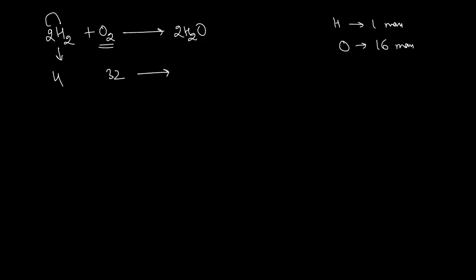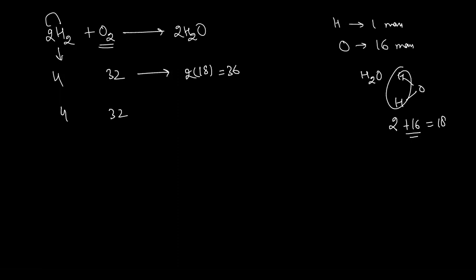And if we have water, H2O, there are 2 hydrogen atoms and 1 oxygen atom. They will have 2 from the hydrogen and 16 from the oxygen, 16 plus 2, you will get 18. So 1 water molecule has 18 mass, and this 18 when multiplied by 2, you will get 36. So the ratio is 4, 32 and 36. When we simplify this by dividing all by 4, you will get the ratio of 1:8:9.